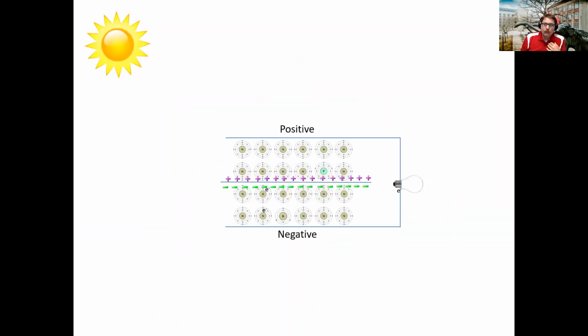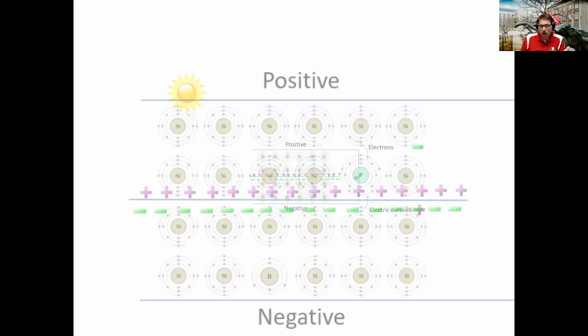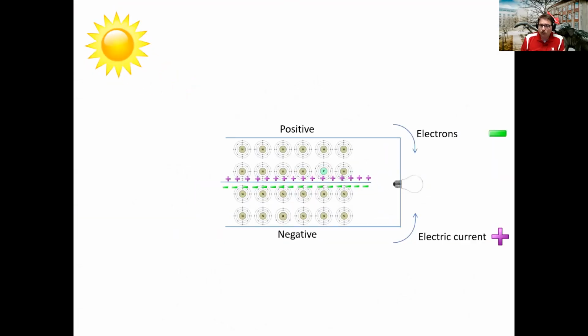The interesting thing about that is, when we label this solar cell, we're going to label the flow of the holes as the positive charge, the positive side, and the flow of the electrons as the negative side.